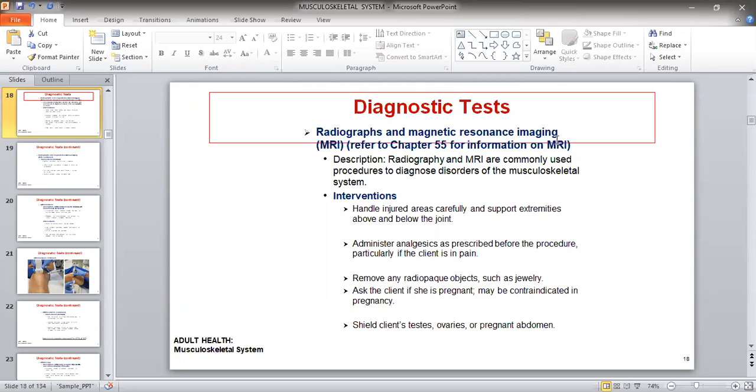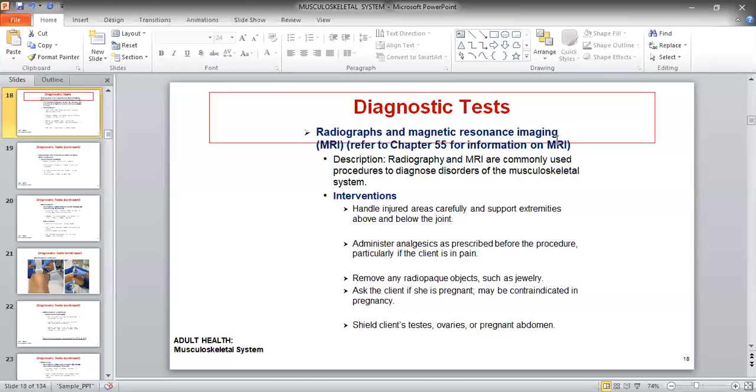Before the diagnostic test, what you have to tell your patient is very important to know. Basically, the diagnostic tests we use for the musculoskeletal system, the most important and first tests we have to do, are called radiology or X-ray of the bones.